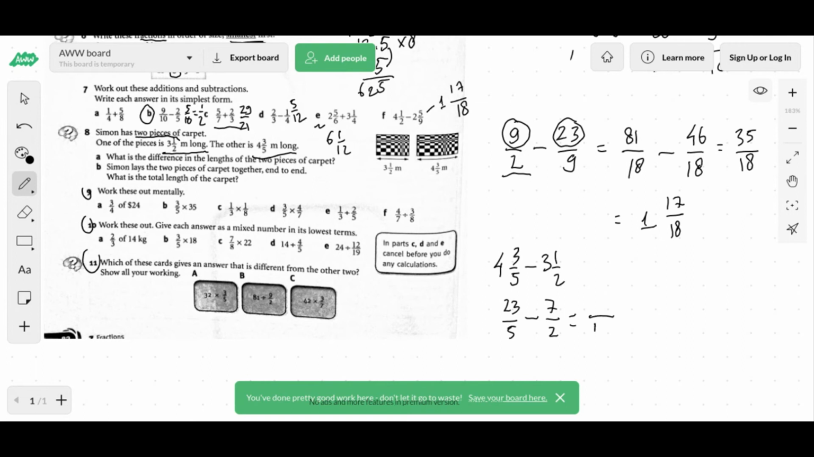And I will have 10 and 10. This one becoming 46. This one becoming 35. And I will have 11 over 10, or 1 over 10. Yep, 1 over 10. Simon lays the 2 pieces of carpet together end to end. The total length. What do you do to find this? Plus. Yes, you just add them.